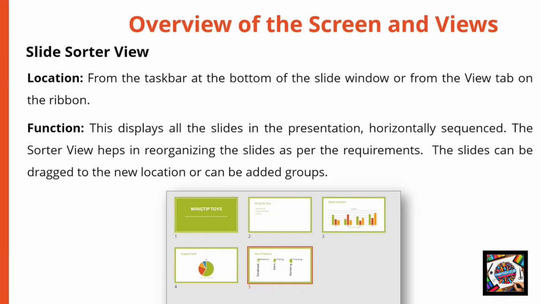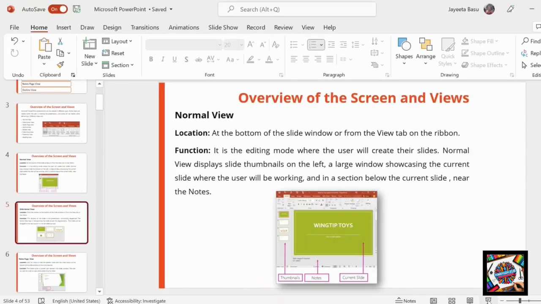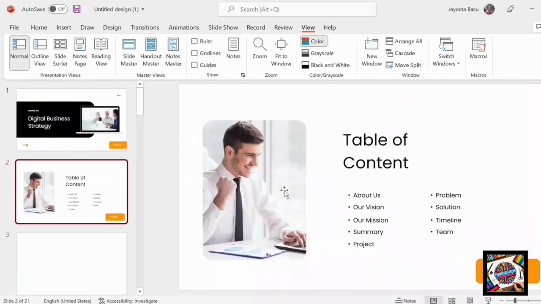Now we'll go back and click onto the presentation. As you can see, the slide sorter is here. You see these 4 screens with a square. This is the slide sorter view.